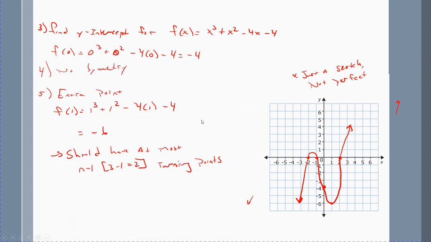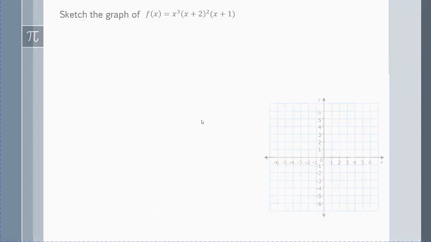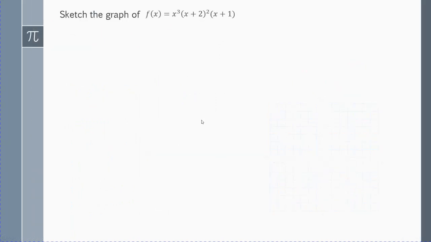All right, let's do one more. Let's sketch the graph of x cubed times x plus 2 squared times x plus 1. Okay. So 1, end behavior.